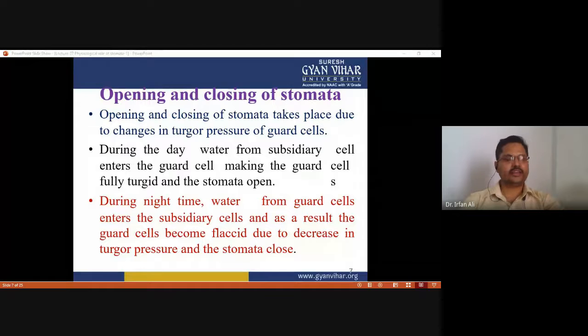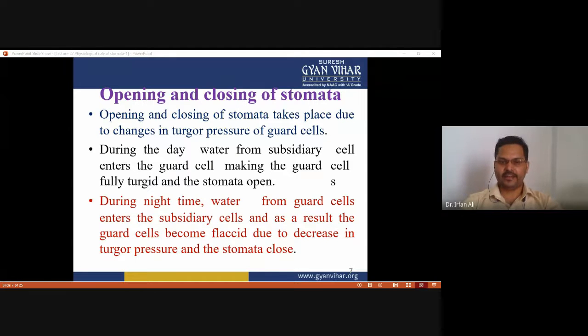So during the daytime, endosmosis takes place. Endosmosis means the water flows from subsidiary cells toward the guard cell. So this makes the guard cell fully turgid, and in this condition, when the turgor pressure is increased, the stomata open. And what happens during the night time?